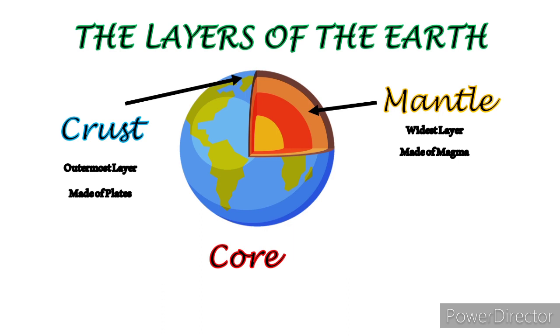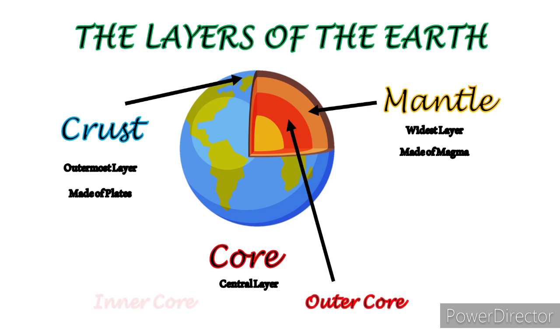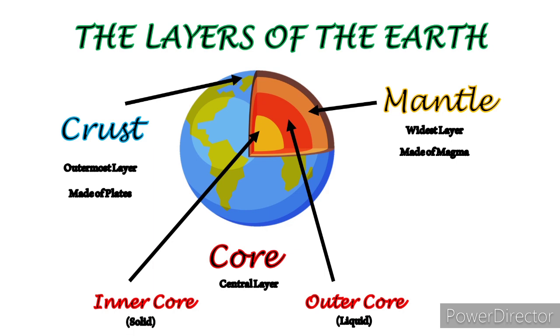The next layer is the core. The core is known as the central layer. It is divided into two. The outer core and the inner core. The outer core is the liquid part of the core, while the inner core is the solid part of the core. You will learn more about the Earth as we go on with our next lessons.